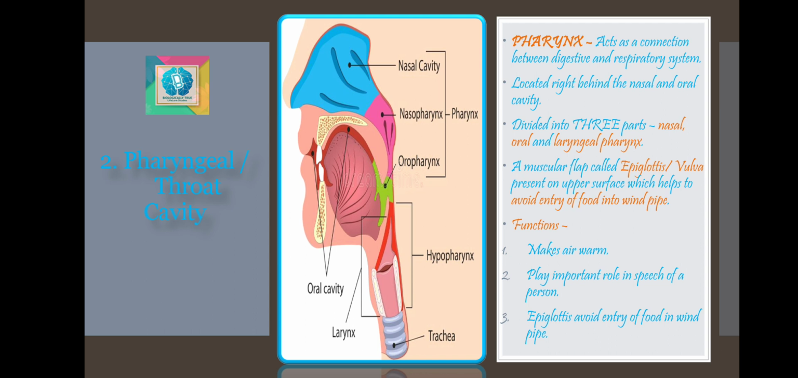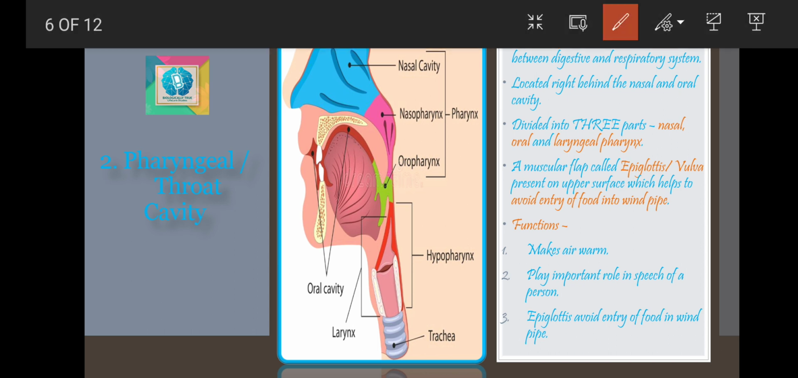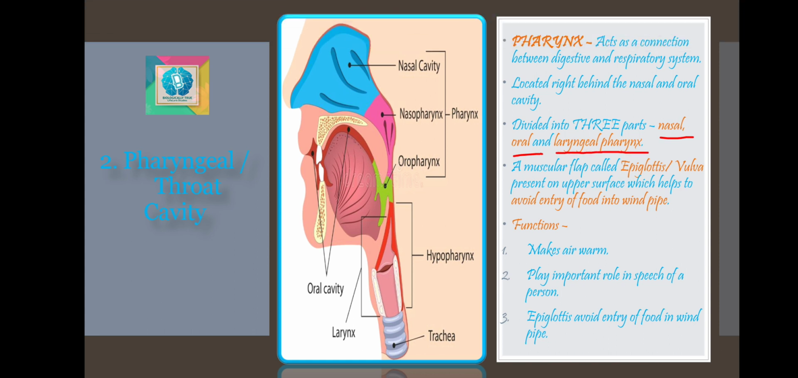Structurally, if we see, this pharynx is divided into 3 parts. The first is the nasal pharynx, which is present behind the nasal cavity. Second is the oral pharynx, which is situated right on the posterior side of the oral cavity. And the third one is your laryngeal pharynx. It is the lowermost part and starts from the epiglottis and moves to the esophagus.